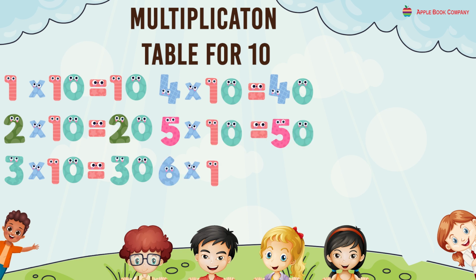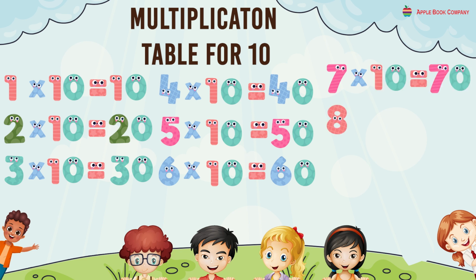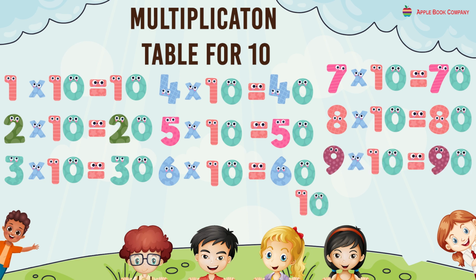6 multiplied by 10 is 60. 7 multiplied by 10 is 70. 8 multiplied by 10 is 80. 9 multiplied by 10 is 90. 10 multiplied by 10 is 100.